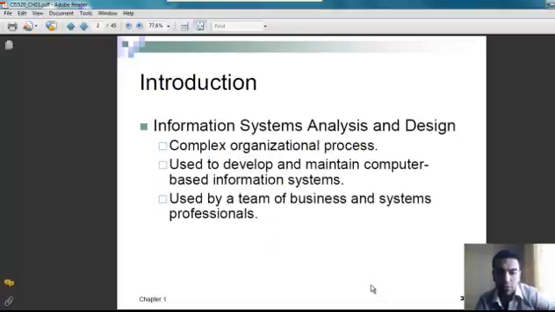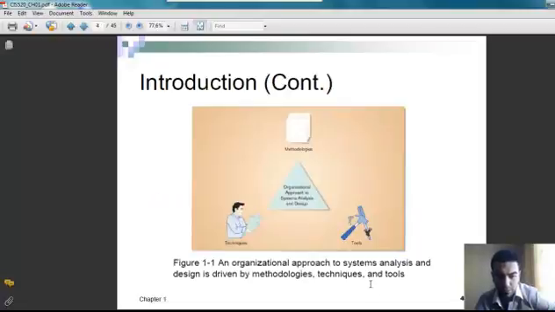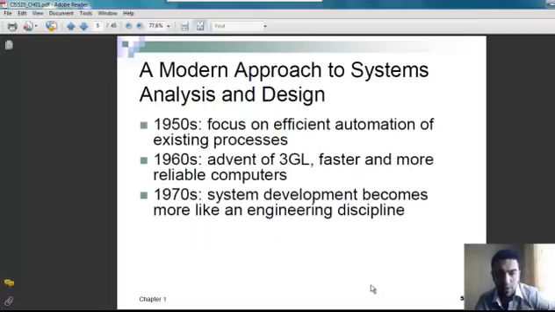Introduction. Information systems analysis and design is a complex organizational process used to develop and maintain computer-based information systems, used by a team of business and system professionals. A modern approach to system analysis and design.